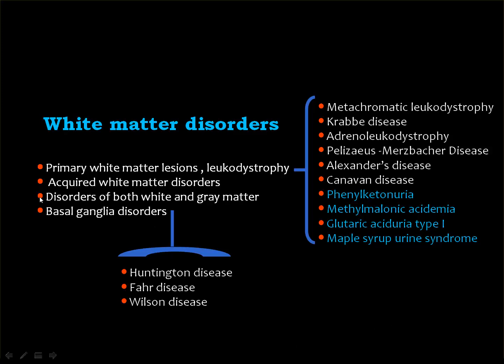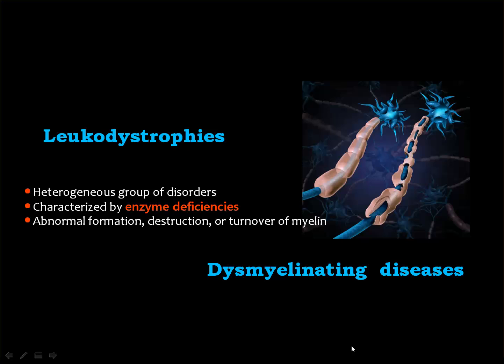Then you get disorders of both the white matter and the gray matter, and you get basal ganglia disorders like Huntington disease, Fahr syndrome, and Wilson disease. These disorders will include Leigh's disease and MELAS syndrome.